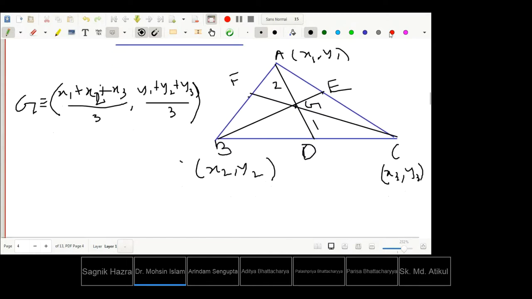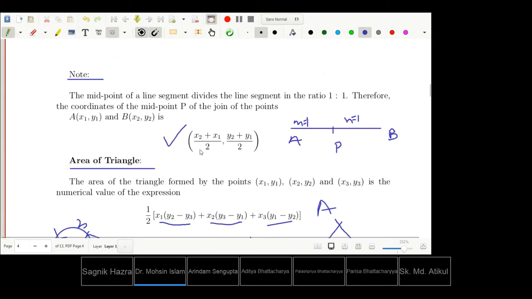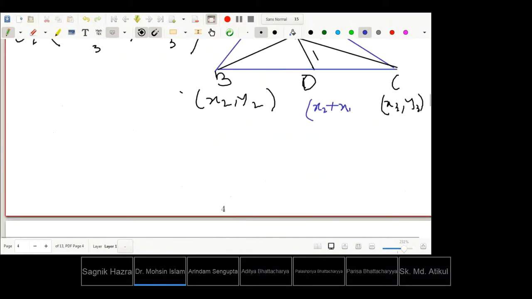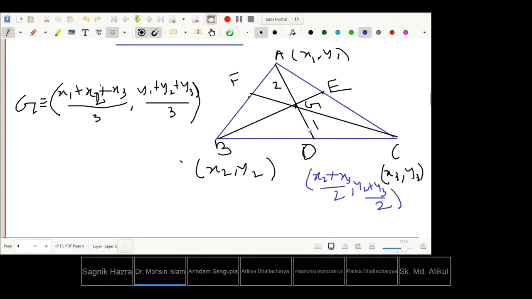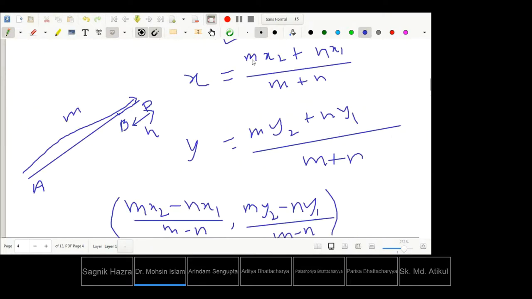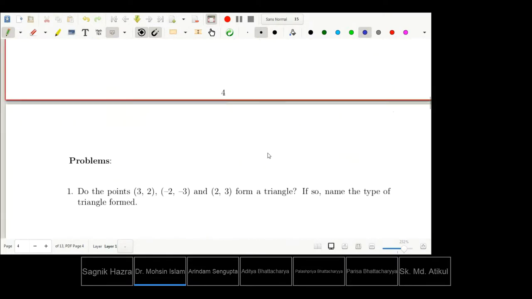So you see, it is a very easy proof actually. What is the coordinate of D? Already you have learned about that. The coordinate of D is the midpoint. This is the formula for the midpoint, x1 plus x2 by 2, y1 plus y2 by 2. So here you have x2 plus x3 by 2 and y2 plus y3 by 2, right? So if you apply the ratio formula, m is to n, mx2 plus nx1, you will get the centroid.